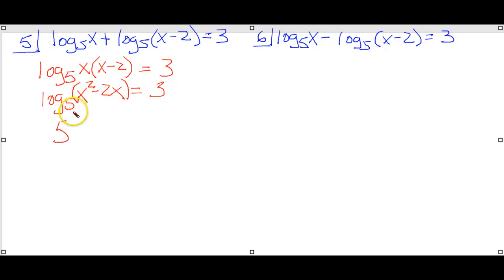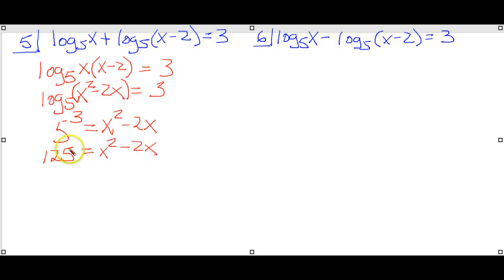The exponent is 3. And this is the answer. It equals x squared minus 2x. So now we have sort of a quadratic equation. We want to expand this to 125 equals x squared minus 2x.